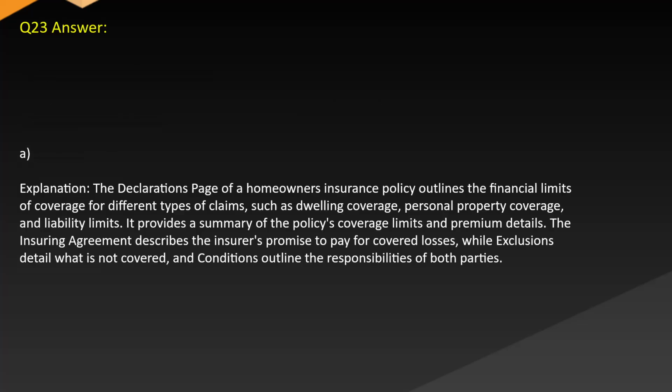Answer A. Explanation. The declarations page of a homeowner's insurance policy outlines the financial limits of coverage for different types of claims, such as dwelling coverage, personal property coverage, and liability limits. It provides a summary of the policy's coverage limits and premium details. The insuring agreement describes the insurer's promise to pay for covered losses, while exclusions detail what is not covered, and conditions outline the responsibilities of both parties.